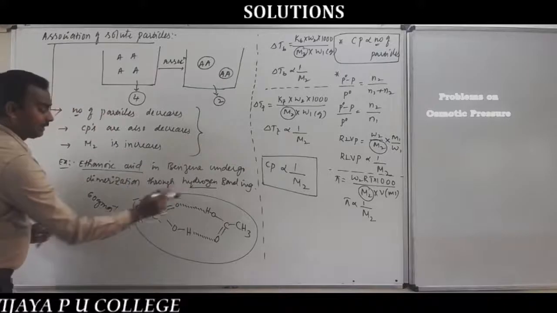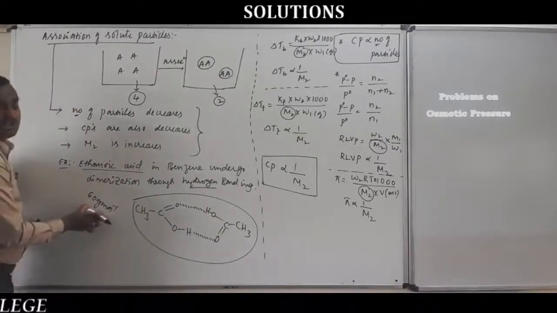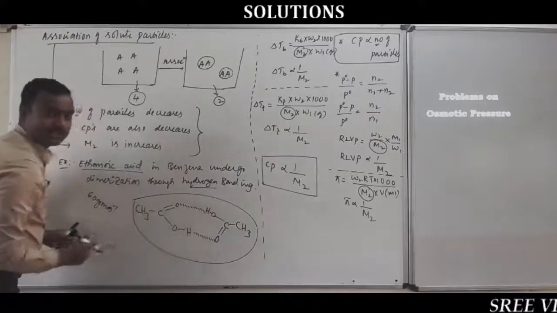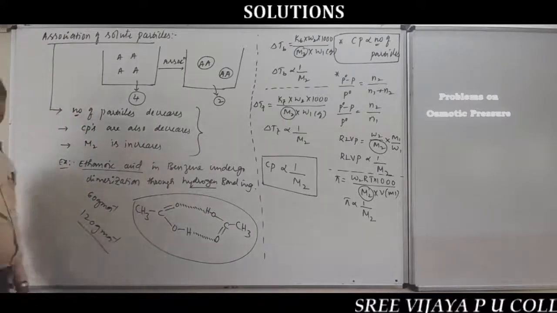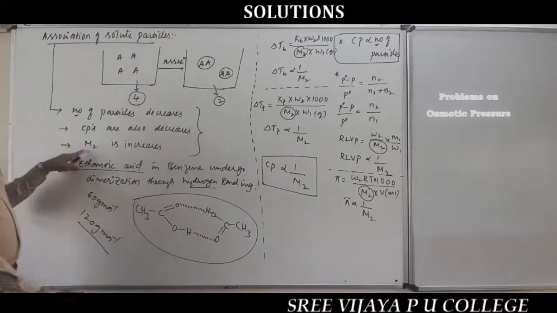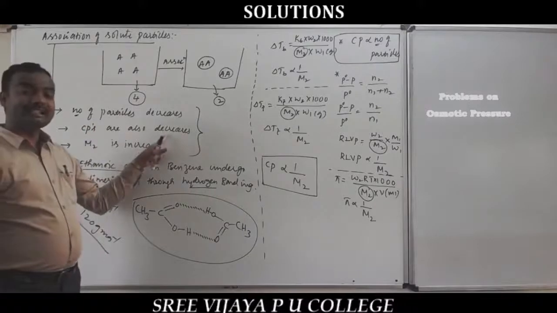So one molecule of acetic acid has a molar mass of 60 gram per mole. After association, two molecules combine. So what happens? The molar mass after association is 120 gram per mole. So after association, the molar mass increases, which means the colligative properties decrease.